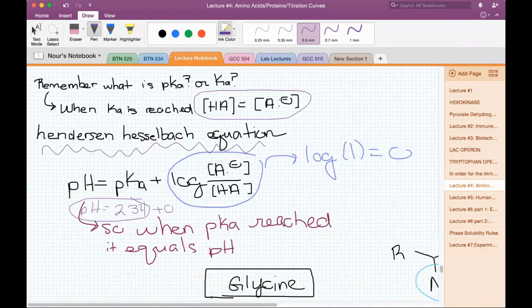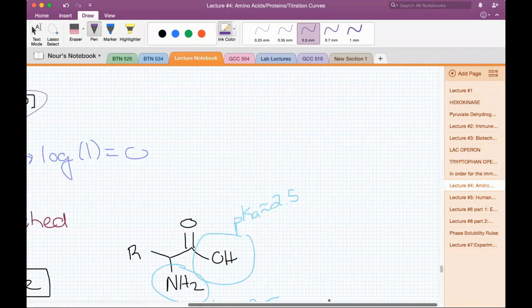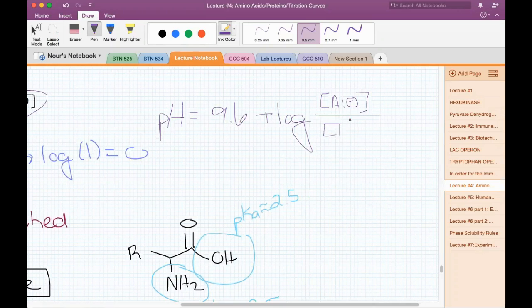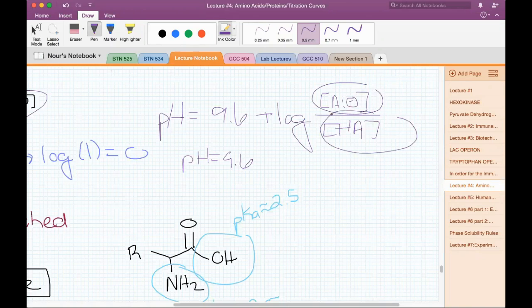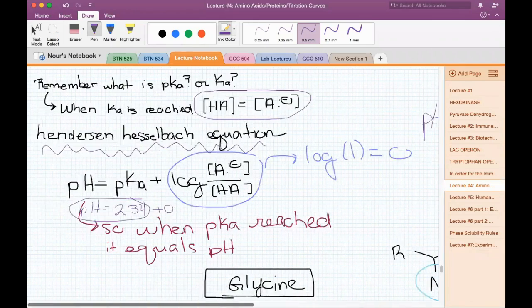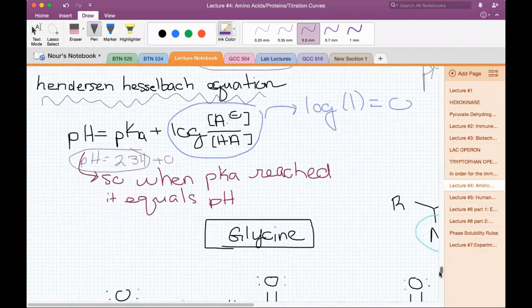And it's the same thing when you get to the amino group. After you reach the equivalence point, you do the same equation, so it'd be pH equals 9.6 plus the log of the conjugate base over the acid. And the same thing, log of 1 equals 0, so the pH at the pKa2 would be 9.6. So when it reaches the pKa, you know that the total amount of acid equals the base. So the ammonium ion has been targeted, and you can see this in the structure.